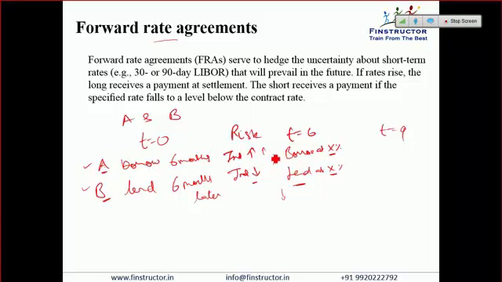So in the future, who wins or loses depends on whose view goes right. If interest rates go up, A gains. If interest rates go down, B gains. Just like in our stock market example or in the currency example, the movement of currency in the future decides which counterparty gains, which counterparty loses. So forward rate agreements serve to hedge the uncertainty about short-term rates that will prevail in the future. If rates rise, the long receives a payment at settlement.